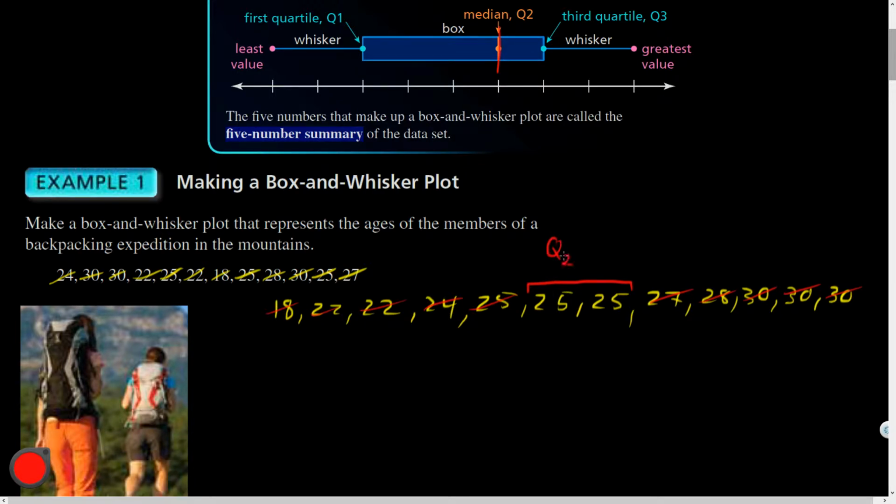So my median, which I could call Q2, we'll write it both ways, is going to equal 25 plus 25 divided by 2, which is 25. The average of two 25s is 25, in case you're wondering. So that's my median, all right?